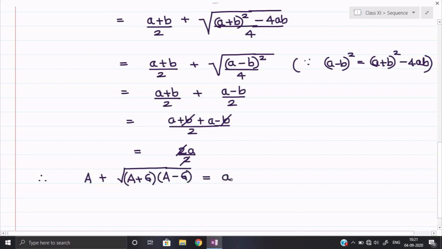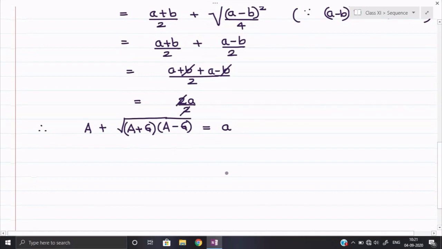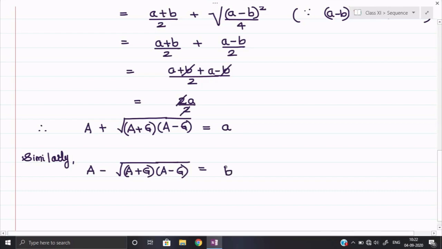Okay, in the examination you can similarly show that if you take the minus sign between the two terms, it will come equal to b also. So we can say that similarly a minus under root of a plus g into a minus g. If this question comes for 4 marks, you can write down similarly. If it comes for 6 marks, then you can show the value of b also in the solution.